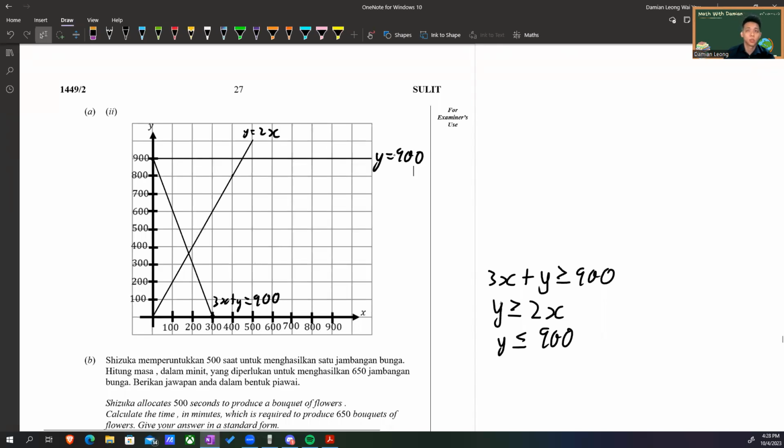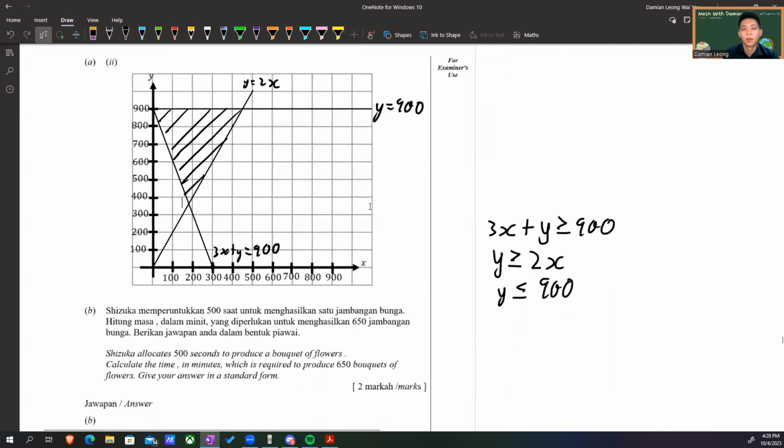So that's the 3 straight lines. So follow the inequality. This one more above this line. Less below this line. So above these two, below this, so it will be this region here. Okay, that's the shaded region.